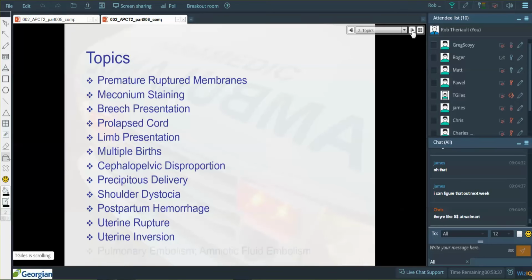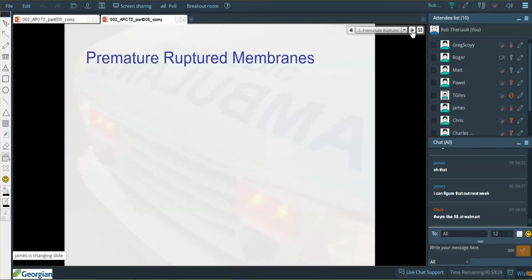Uterine rupture, uterine eversion, and pulmonary embolism, either due to amniotic fluid or other causes, but amniotic fluid being the one we're more likely to see in a pregnant patient.